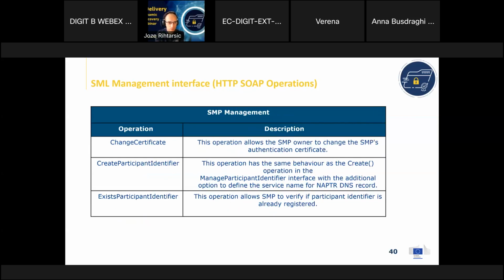And then there are also the helper operations, like SMPs can change their own certificates before they expire. And they can also create participant identifier entries into the DNS with more specific values. And there's also one method which SMPs can use to check if the participant identifier is already registered.